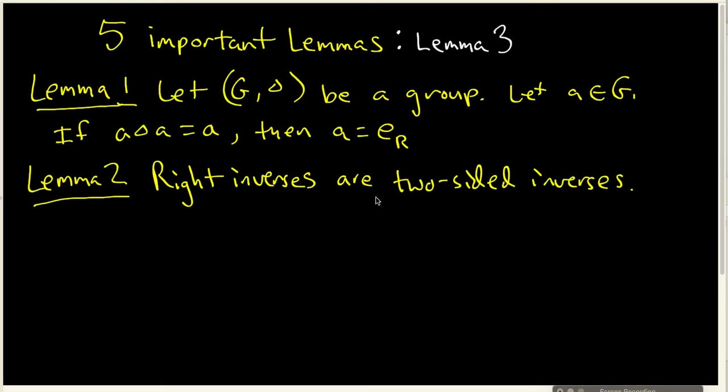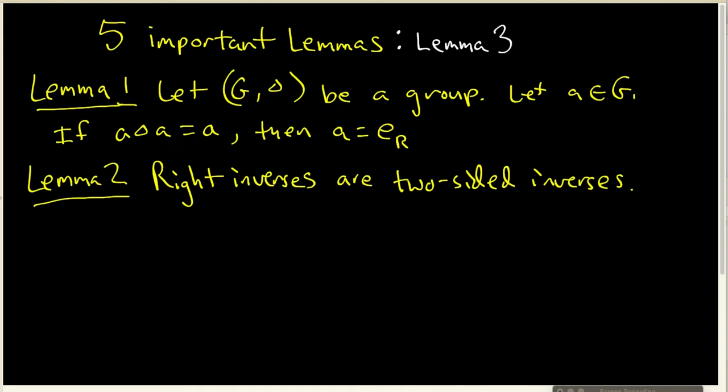In this video, we're going to continue looking at our sequence of 5 important lemmas. We're now going to be proving lemma 3. In the two previous videos, we've proven these two lemmas. The first one says that if A triangled with itself is equal to A, then A is actually the right identity element promised by axiom 3 in our group axioms. Lemma 2 says right inverses are actually two-sided inverses.